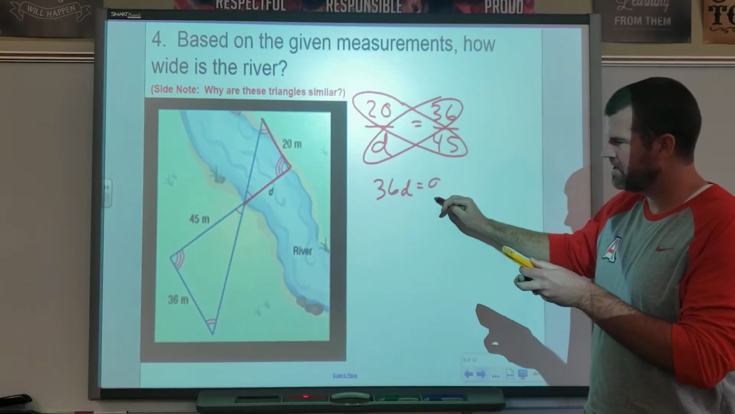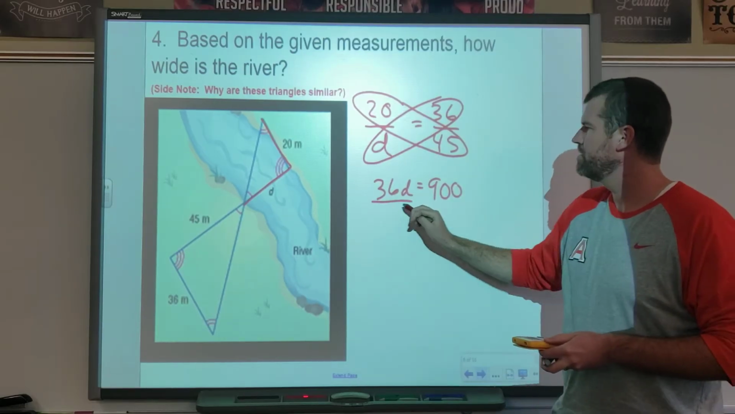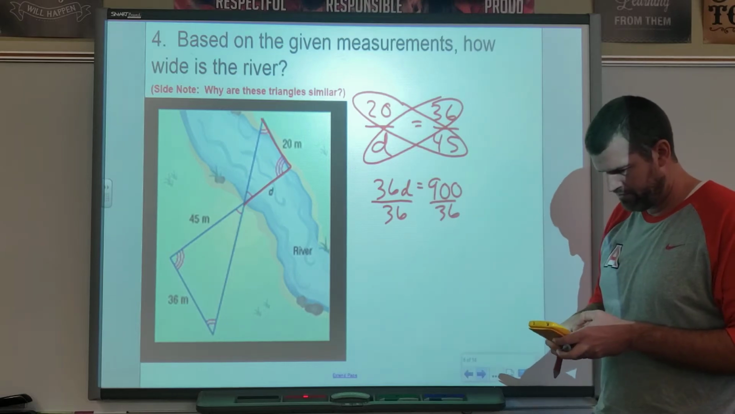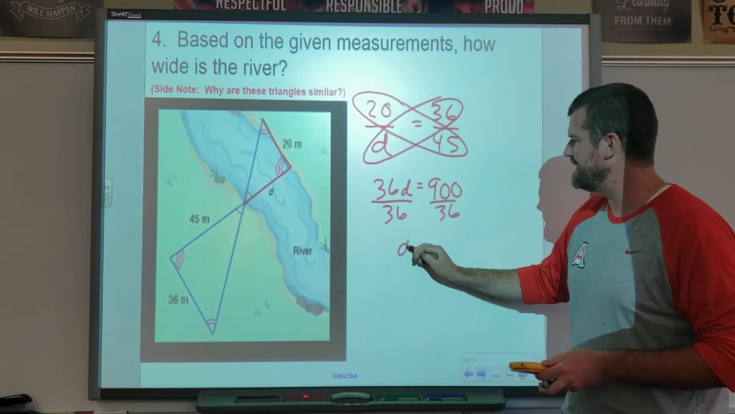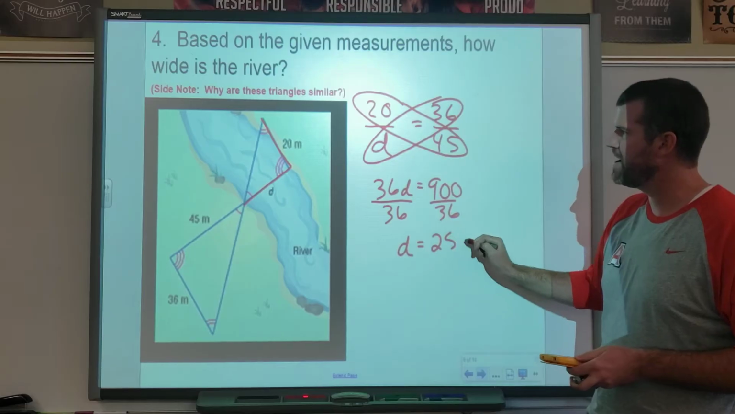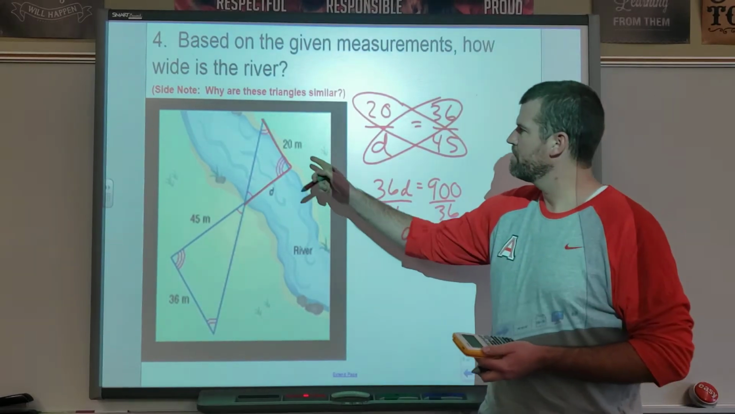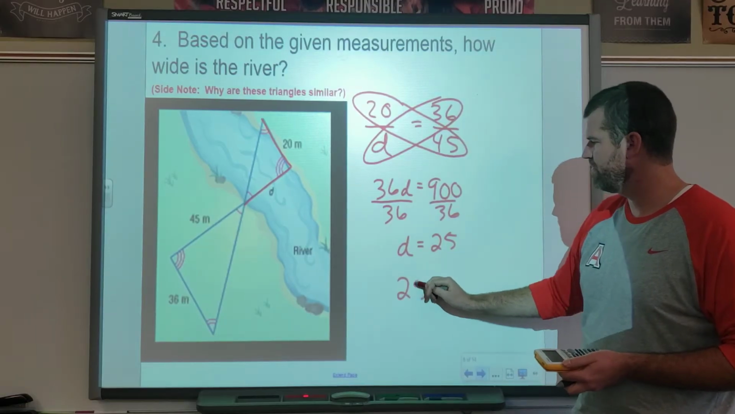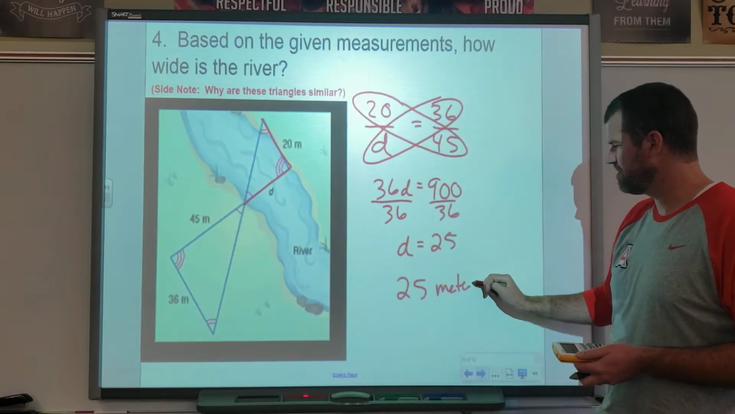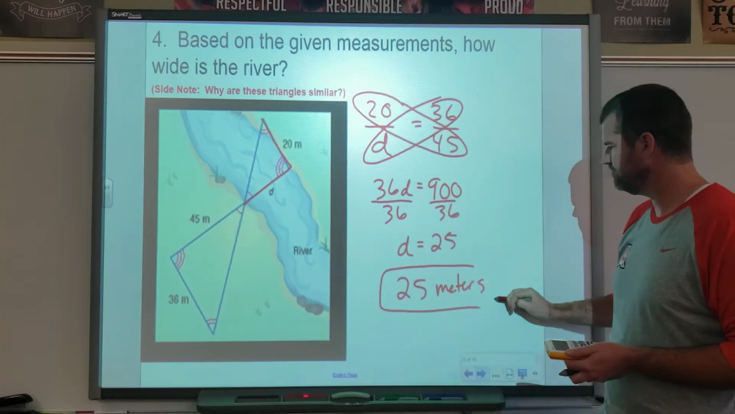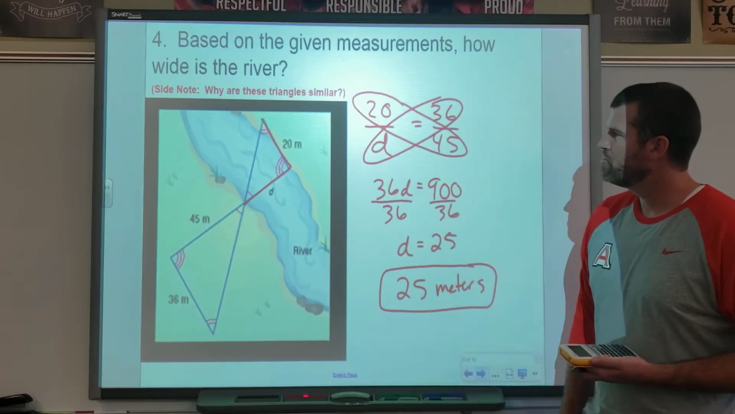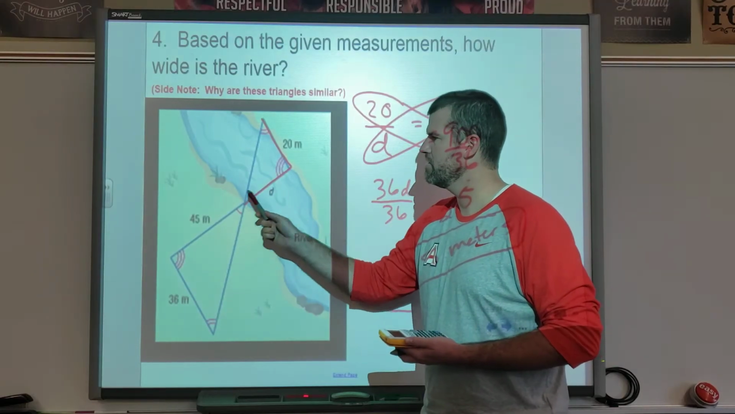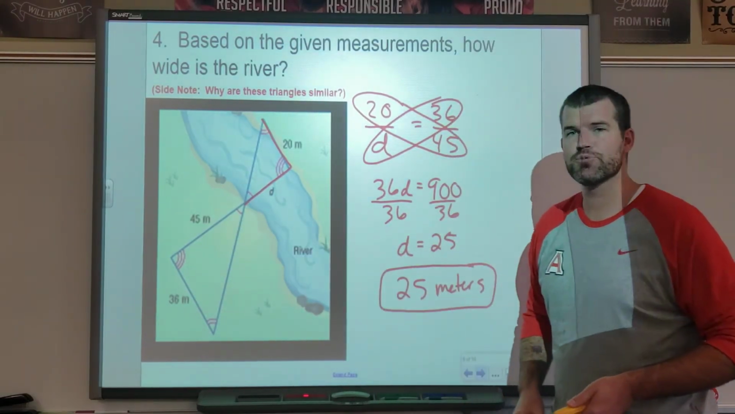Which is 900 divided by 36. And I get that D equals 25, which in this case we're talking about meters. So the width of the river is 25 meters. Right. You could also maybe do 20 over 36 equals D over 45, right? Just another option.